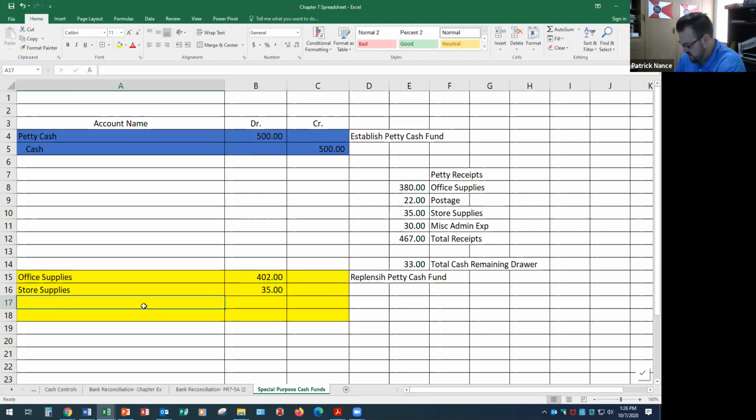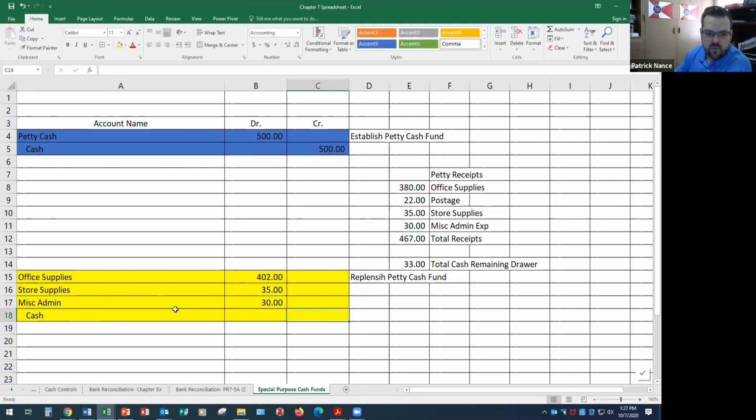And miscellaneous administrative expense was $30. And so I can go take exactly $467 out of the bank and replenish the funds, but I notice I don't touch petty cash. Petty cash stays there at $500.